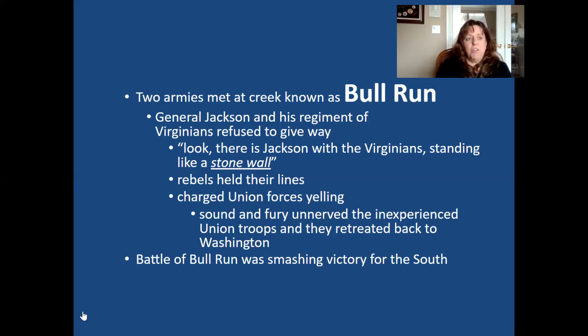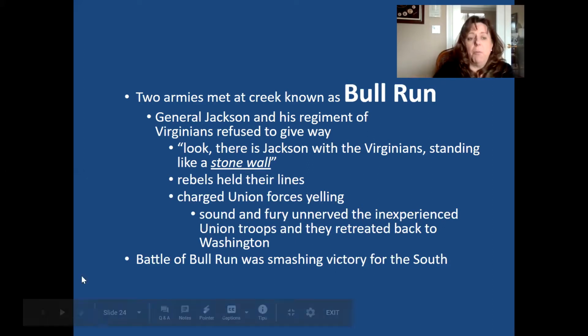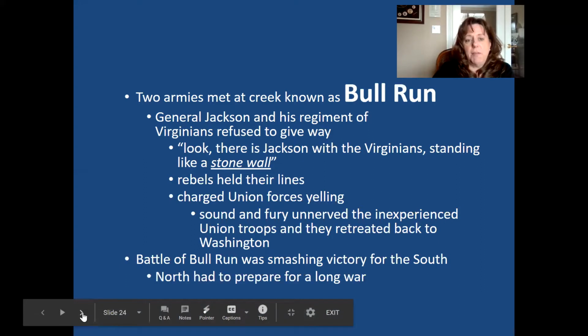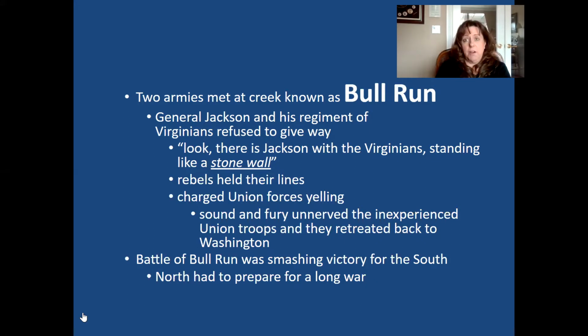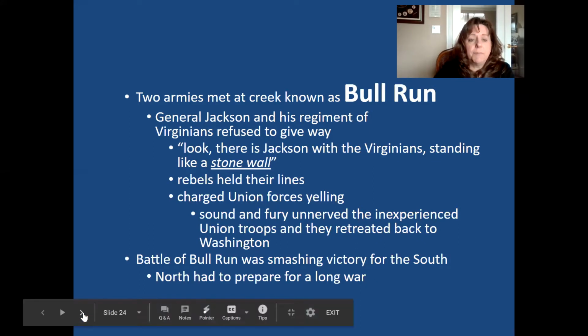The South stood their ground, even though we just went through that list of advantages and disadvantages. The South didn't have the supplies, didn't have the money, didn't have the people, but they had the experienced leaders. And so you see that in this first battle where the South is prevailing. And because of this, the North is like, oh dear, this is going to be a long war. They had to prepare for it to last.